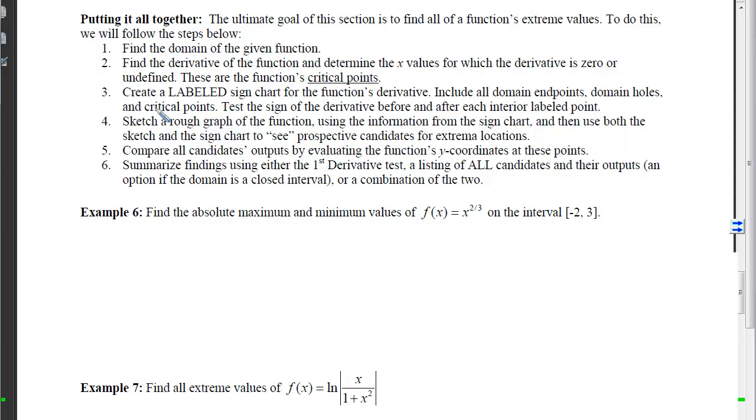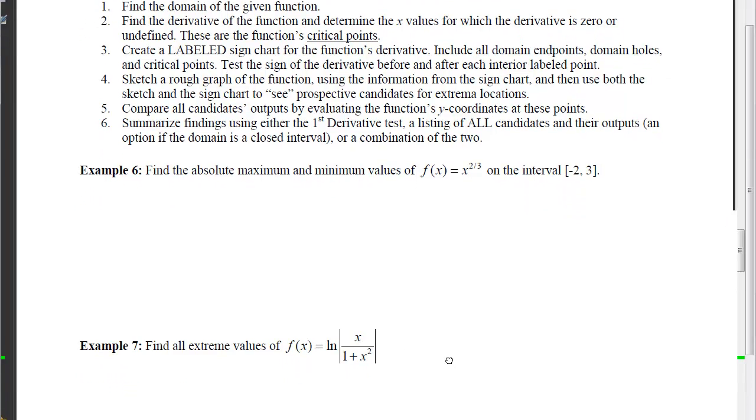So then, if the goal is to find the extreme values themselves, which is the outputs, then we need to actually compare all those candidates' outputs by plugging them into the function and see what comes out. Lastly, we will need to summarize either using the first derivative test or by listing all of the candidates and their outputs if I have a closed interval on my domain, or some combination of the two. So we're going to do 4 full examples to help with this.